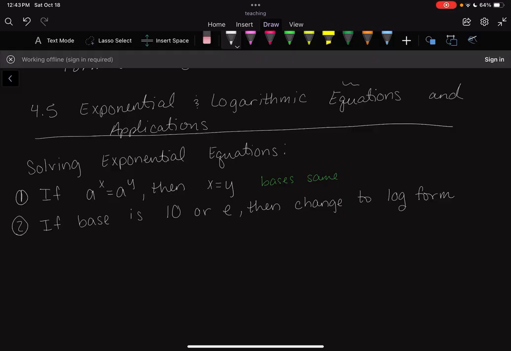So first, even if the base is 10 or e, if we can get them to have the same base, then we're good. We can use the first option. If we're not able to do that and the base is 10 or e, then we would try to just change into logarithmic form. Your third option is to introduce log to both sides.